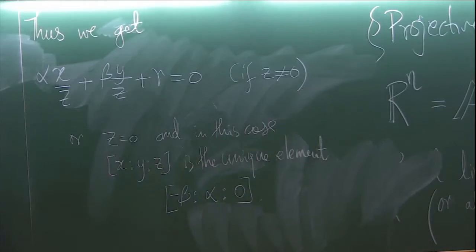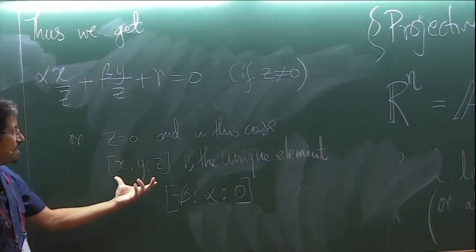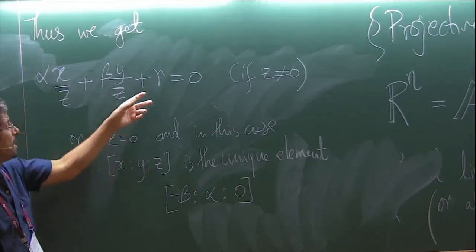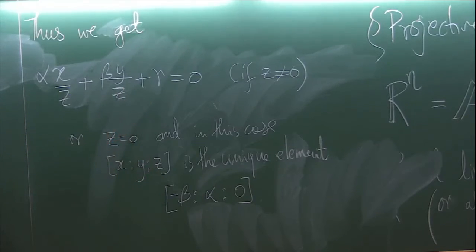So if you look at the set of all solutions of this linear equation, you can break it into two cases. One, when z is not zero. When z is not zero, you can look at it like this. And when z is zero, it turns out that alpha x plus beta y plus gamma z is zero, so therefore, alpha x plus beta y is zero. And so you can get that there is a unique solution like that.